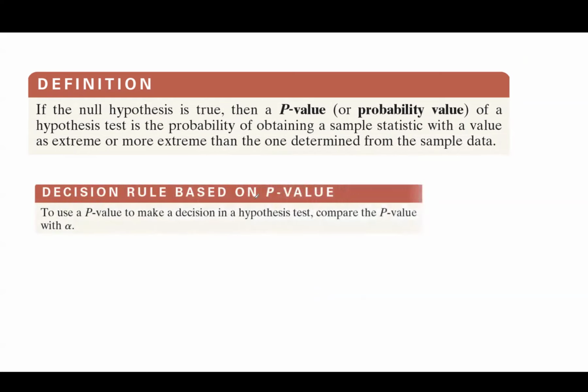Decision rule based on p-value. To make a decision in a hypothesis test using a p-value, we compare the p-value and alpha. If the p-value is less than or equal to alpha, then you reject the null hypothesis. If p is more than alpha, then you fail to reject the null hypothesis, or you basically support the null hypothesis.